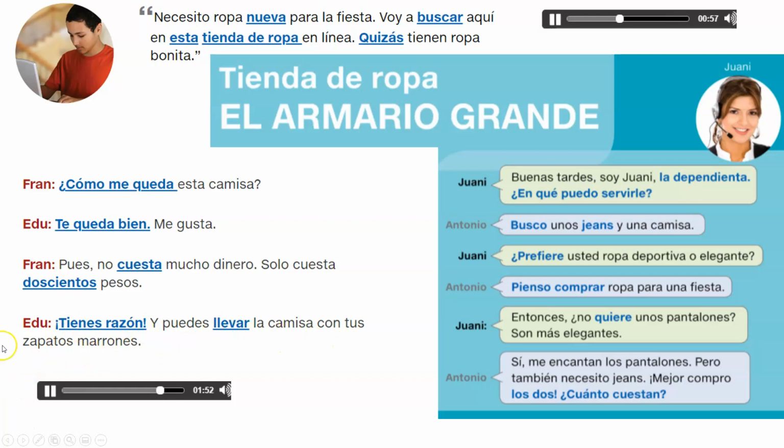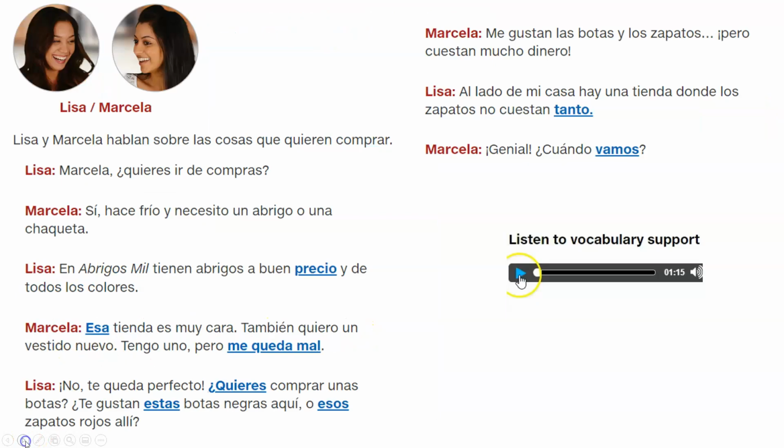And you can wear the shirt with your brown shoes.